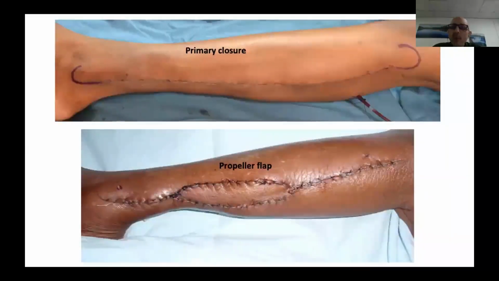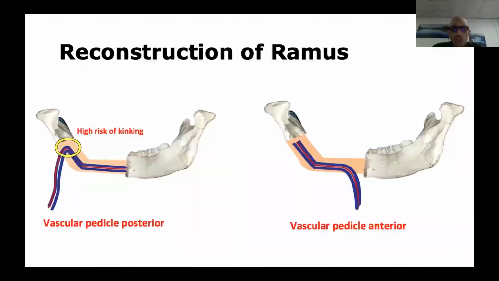This is important because in this situation, we can take a very small skin paddle. If you are not taking the skin paddle, then we can directly close the site. If you are taking a very small skin paddle, we can close it by propeller flap and avoid a graft. That becomes very important for the donor site morbidity. So this is one aspect.